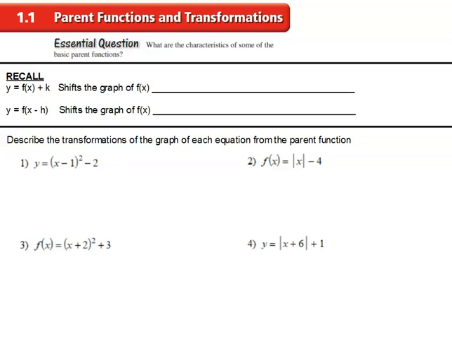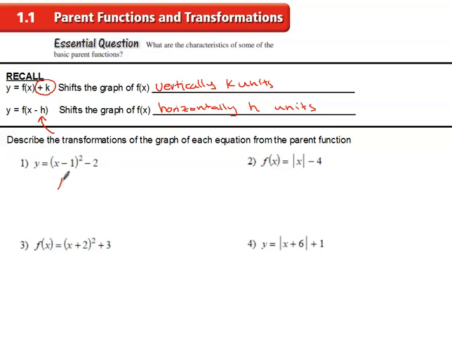Hello, and welcome to a continuation of 1.1 parent functions and transformations. In our last couple videos, we talked about the impact of adding k to the end of your equation. That is going to shift your graph vertically k units. And then if we change our input, or we have a value added or subtracted to the x directly, that's going to shift your graph horizontally h units.